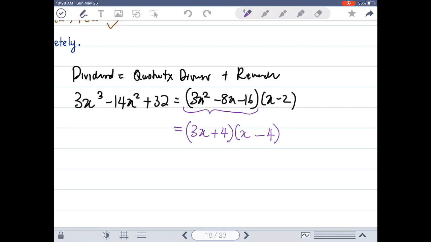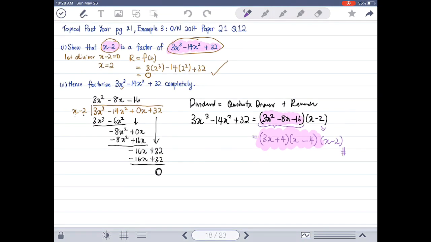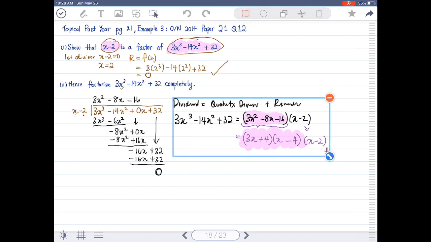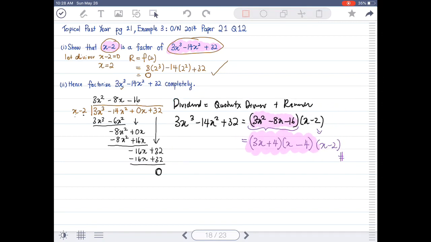Okay. So when I factorize 3x squared minus 8x minus 16, I will get this. And then obviously we need to multiply with that one, which is just x minus 2. So we've done factorizing this question. So the answer is 3x plus 4 times x minus 4 times x minus 2. So we have factorized completely.